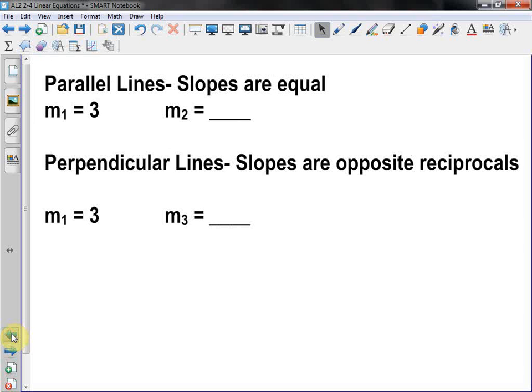Jeez. All right, talking about parallel lines and perpendicular lines. Parallel lines, remember, are two lines that go in the same direction but never touch.